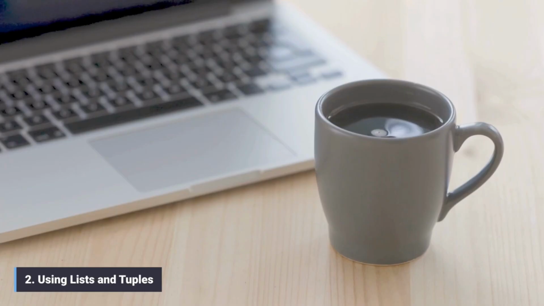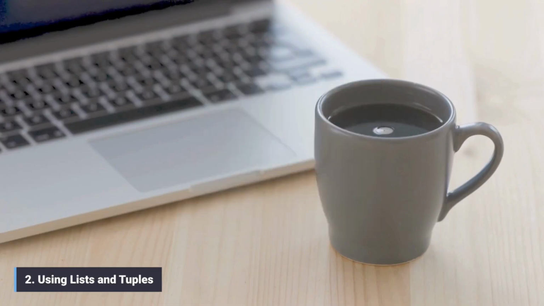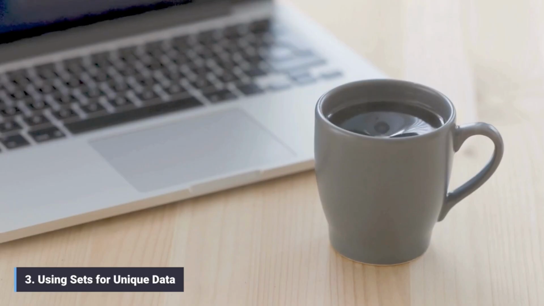2. Using lists and tuples. Vitals, like heart rate and blood pressure, are measured over time and change frequently. We'll use a list to store these records, reflecting mutability. Notice that each individual reading is stored as a tuple, guaranteeing that the blood pressure and heart rate pair remains fixed and consistent.